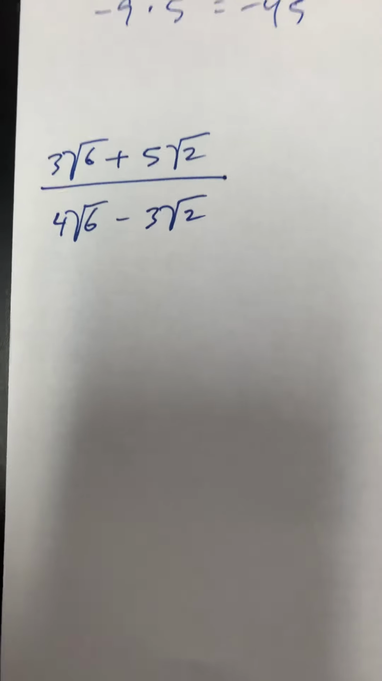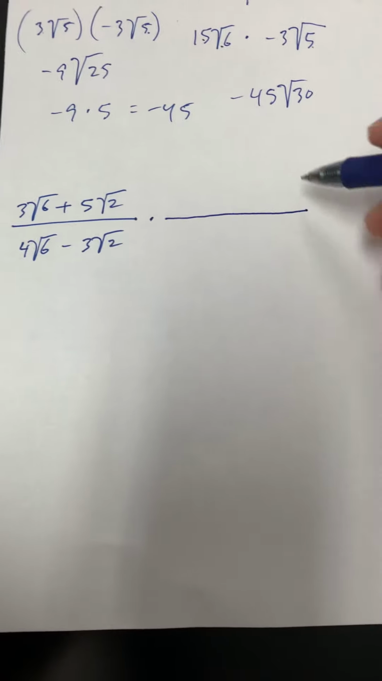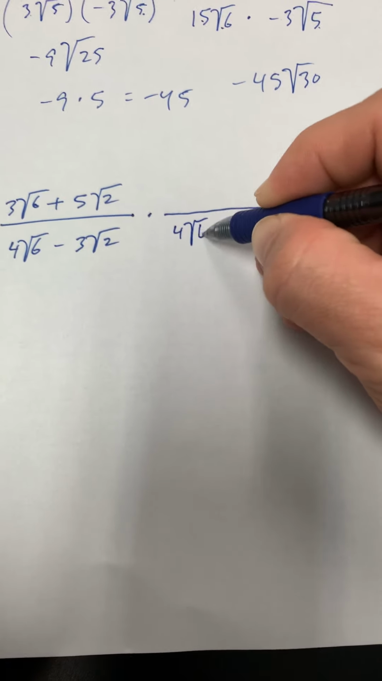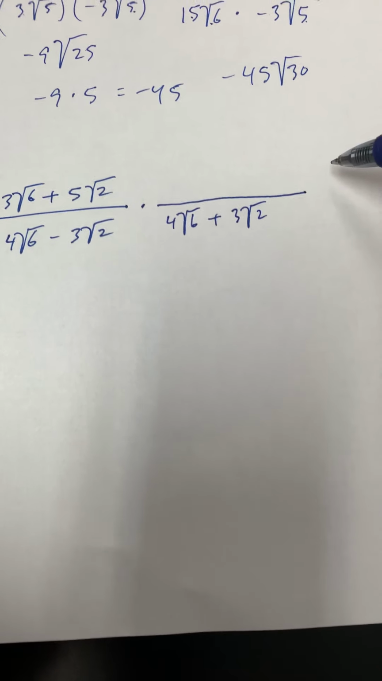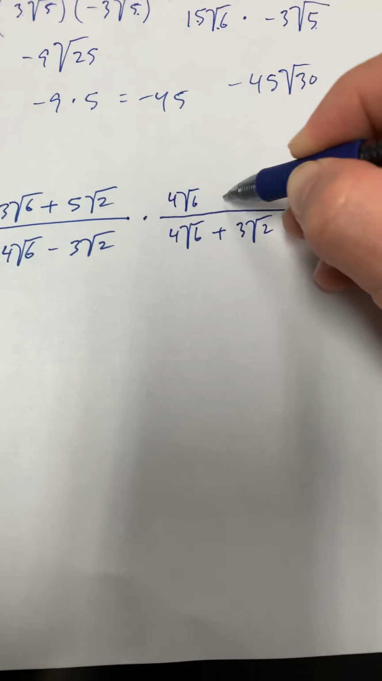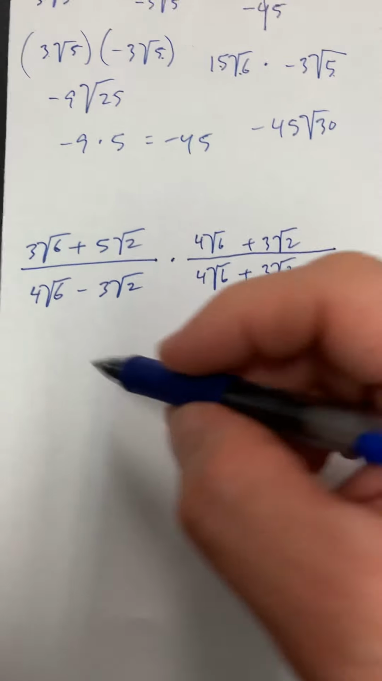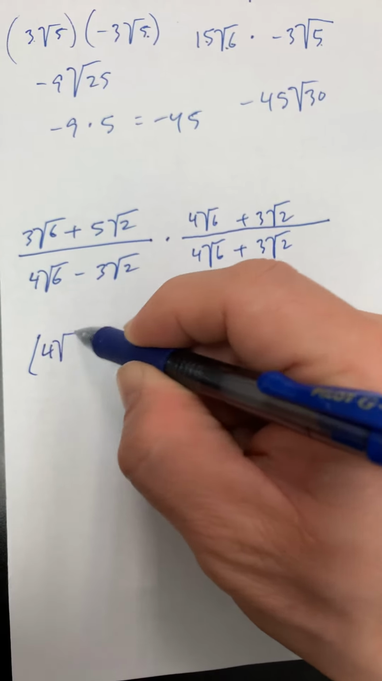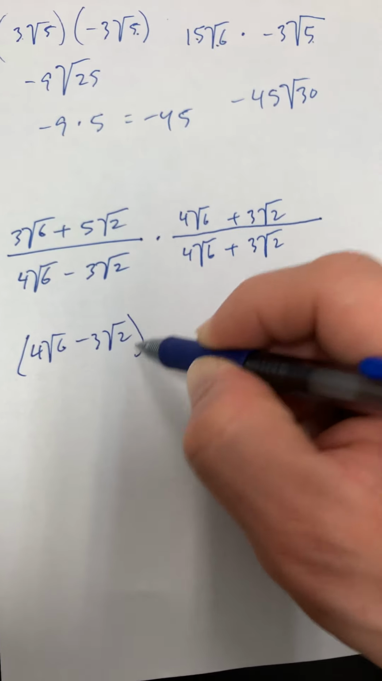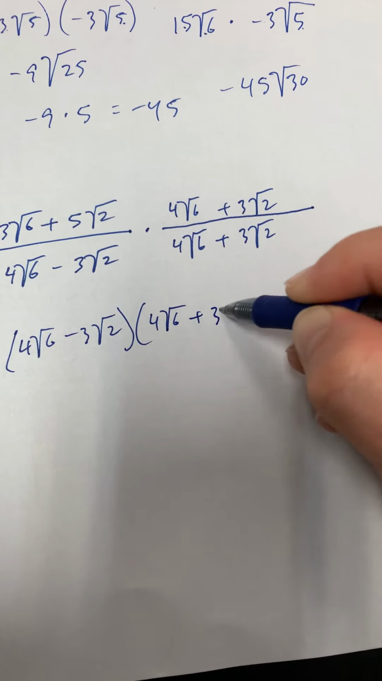All right, let's look at one more here. All right, so again, we're going to multiply by the conjugate. So that's 4 times the square root of 6 plus 3 times the square root of 2. All right, and let's go ahead and multiply our denominators. So we're going to get 4 times the square root of 6 minus 3 times the square root of 2 times 4 times the square root of 6 plus 3 times the square root of 2.